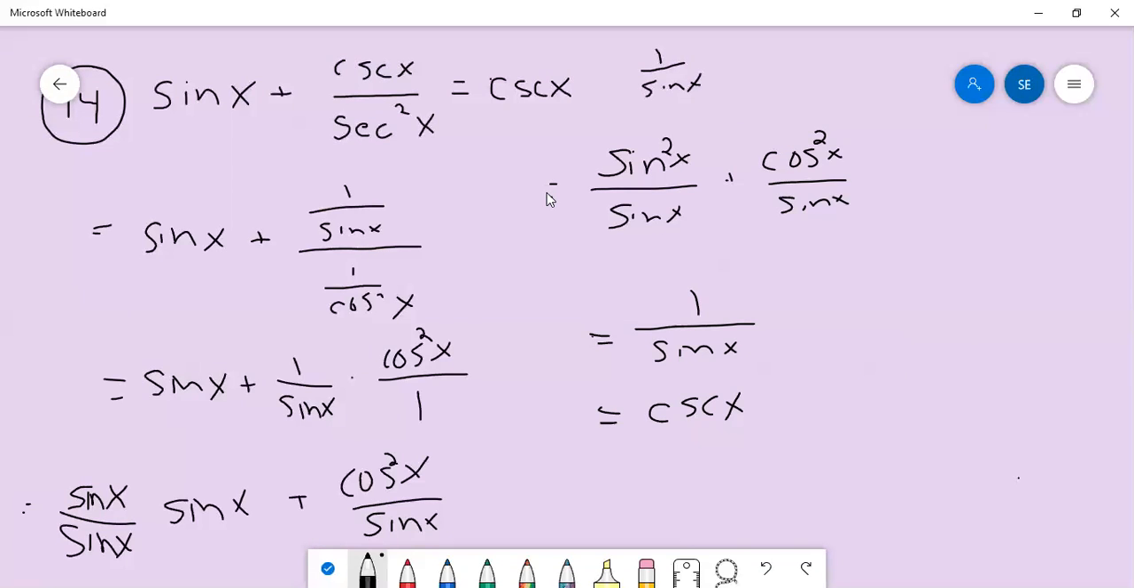So if we were really to be rigorous, we'd have equals cosecant x all along here. This is equal to cosecant x. So this checks. Okay. I don't think I'm going to have time for the last problem, so I'm going to leave it here with 14.